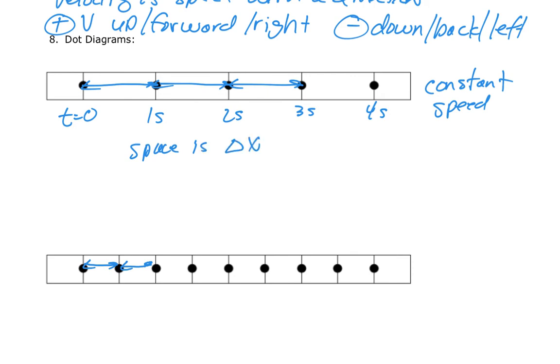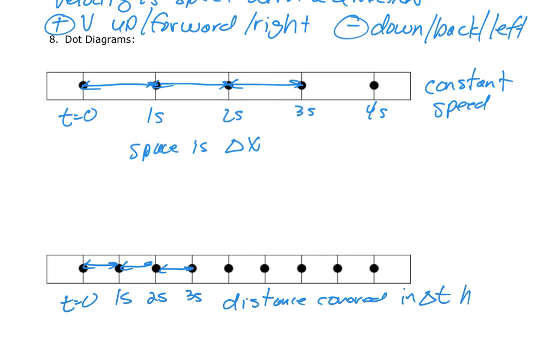And then let's look here, okay, and we can say, okay, this dot was made at t equals 0, this was 1 second, this was 2 seconds, this was 3 seconds. Look at how the distance covered in that same time interval has decreased. So the distance covered in the time interval, which we can call delta t, has decreased.